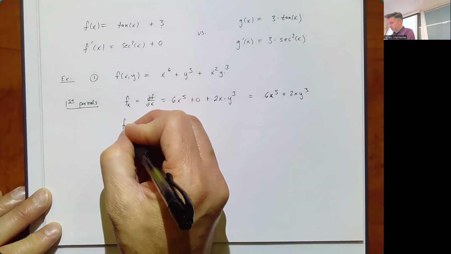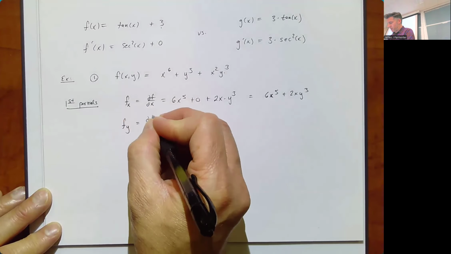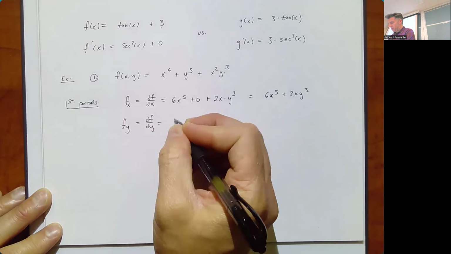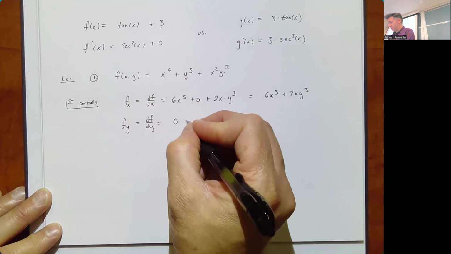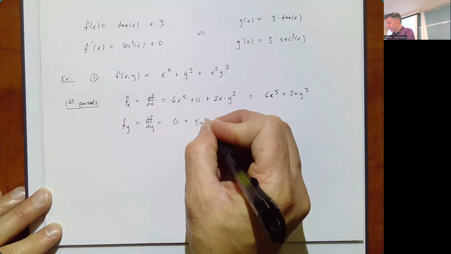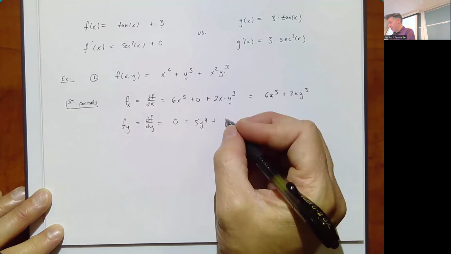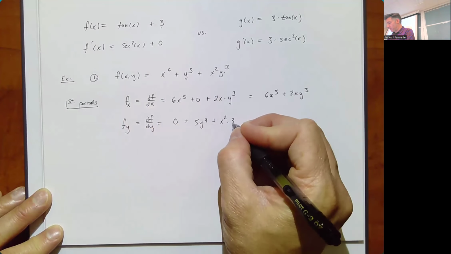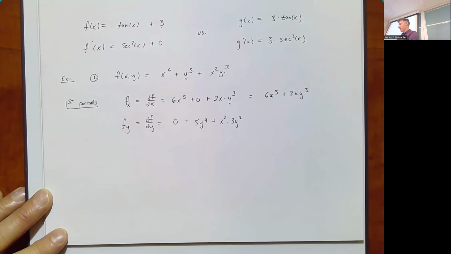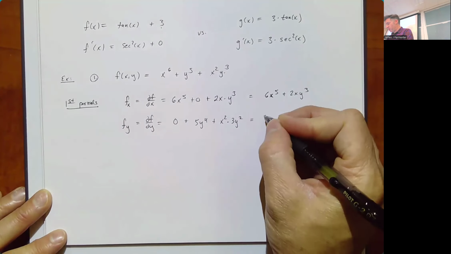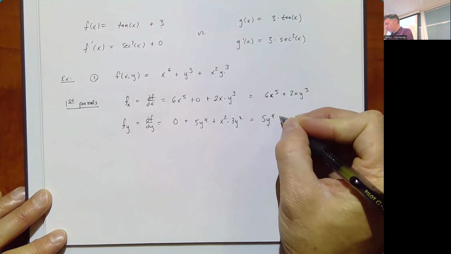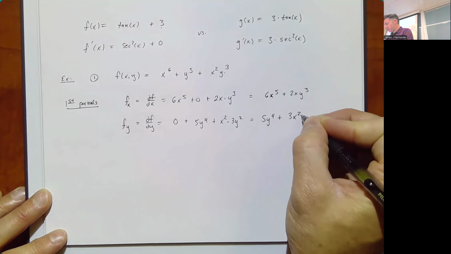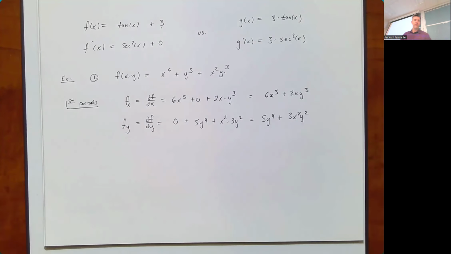Similarly, the partial with respect to y, fy, del f del y, the derivative of x to the 6th is 0, the derivative of y to the 5th is 5y to the 4th, and the derivative of x squared times y cubed, now the x squared is the constant that's hanging out, and the derivative of y cubed is 3y squared. And if I was going to write this in a more normal way, I'd write it as 5y to the 4th plus 3x squared y squared, just pulling that constant in front. So those are the first partials.